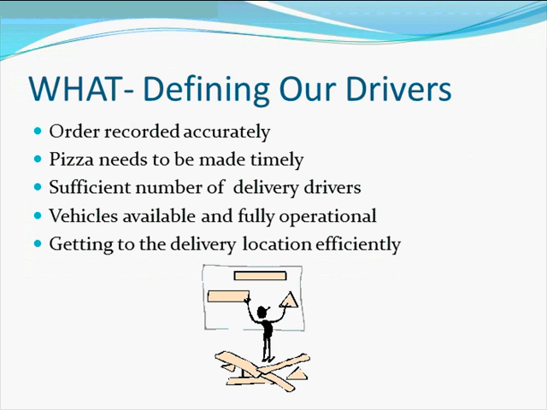So when we looked at our drivers, we noticed that out of our data where things went wrong, we had a lot of opportunity in getting that order recorded accurately the first time. Then we had the opportunities with pizzas needing to be made timely after the order was placed. After the pizzas were ready, we needed the drivers available to deliver them. In order to have the drivers ready to deliver them, we needed their vehicles to be available and fully operational. And then last, once we had done everything which was in the scope of our control, we had to get our drivers to their delivery location efficiently.